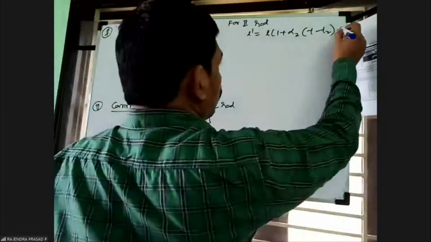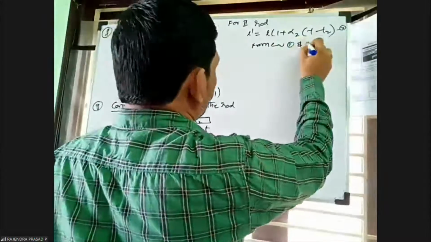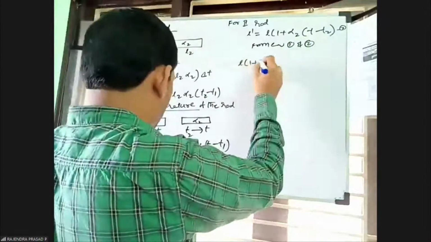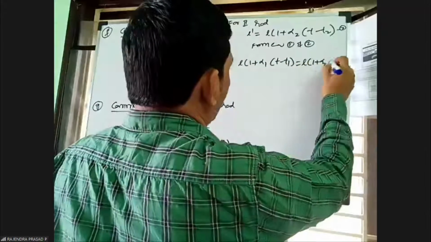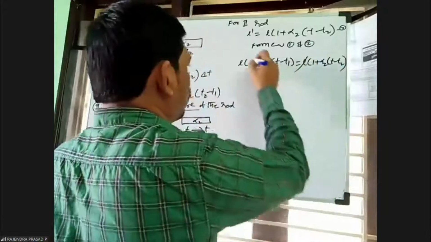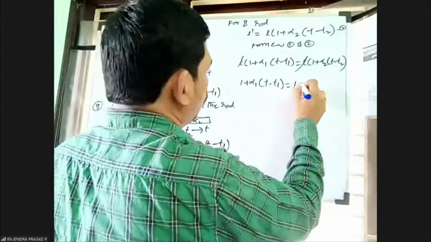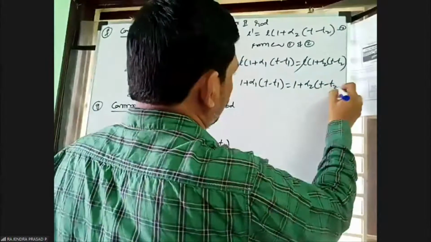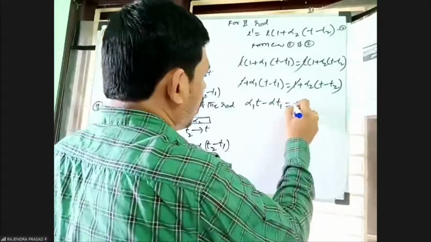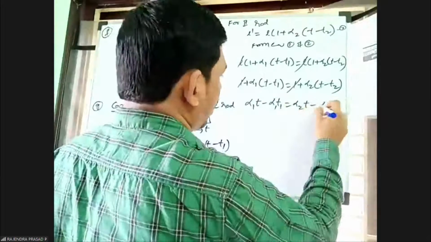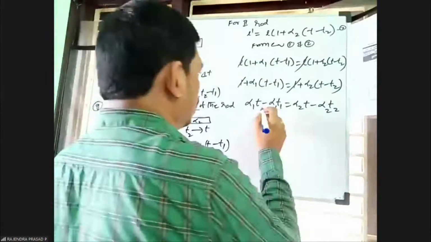From equations 1 and 2, L into 1 plus alpha 1 into T minus T1 equals L into 1 plus alpha 2 into T minus T2. So L cancels, and 1 cancels. Alpha 1 T minus alpha 1 T1 equals alpha 2 T minus alpha 2 T2. This is our T.